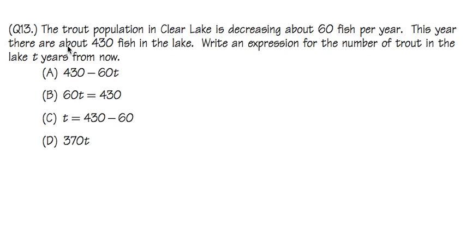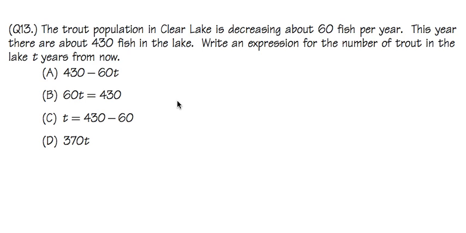Number 13. The trout population in Clear Lake is decreasing about 60 fish per year. This year, there are about 430 fish in the lake. Write an expression for the number of trout in the lake T years from now. First of all, trout means just a kind of fish. Okay? And in order for us to understand this question better, let's just write down a few numbers first.